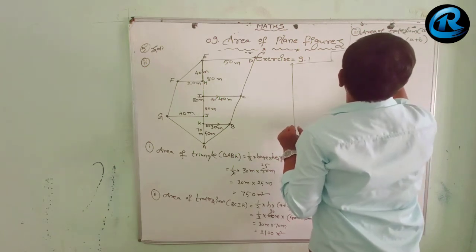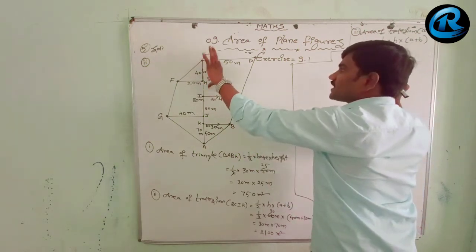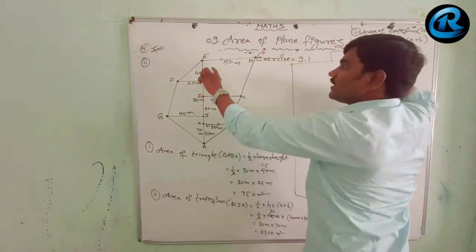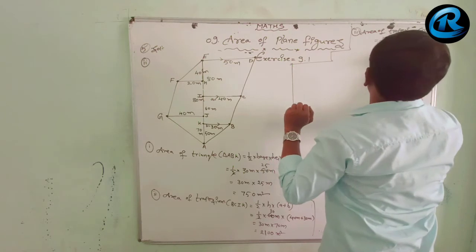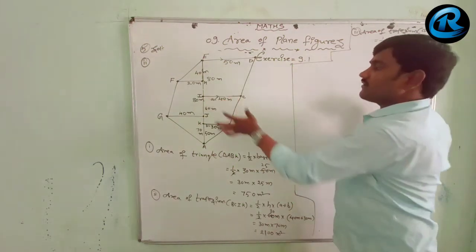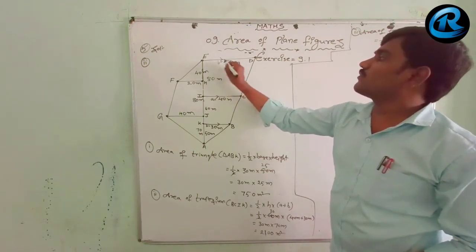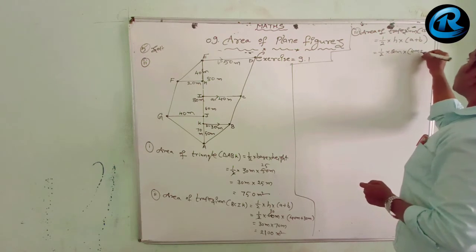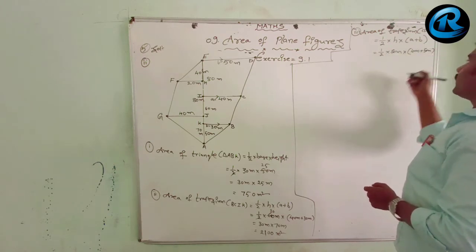That is 1 by 2 into H value is what here? This is the height between these two parallel sides. Yes, then this height is 80 meters into A plus B. Here A already we have taken 40, no? This you take as a B, no problem. So 40 meters plus 50 meters. Let us solve.